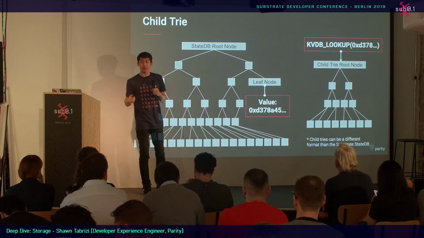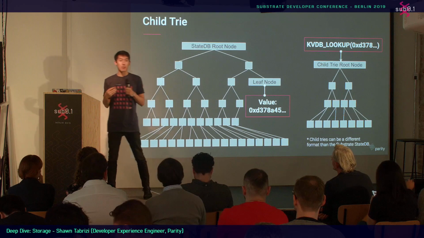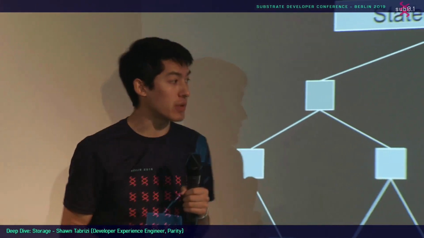And also you can implement your own kinds of trees. You don't have to use our base 16 partition Merkle tree. You can implement your own kinds of trees starting at the child tree level. So this is a really useful abstraction, one that we use in both Substrate and Polkadot.